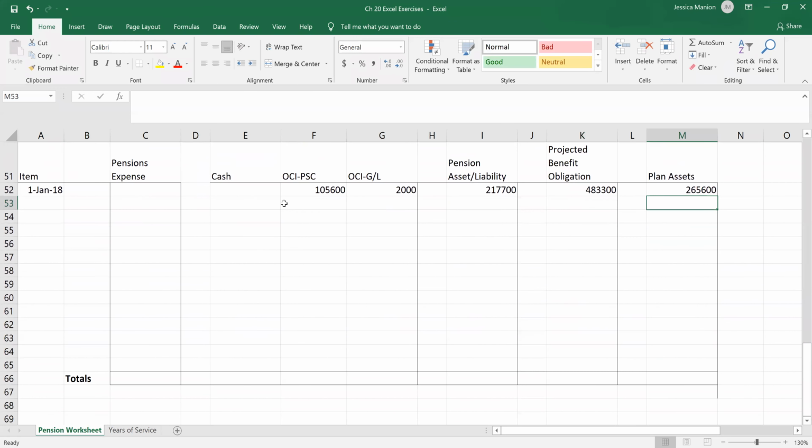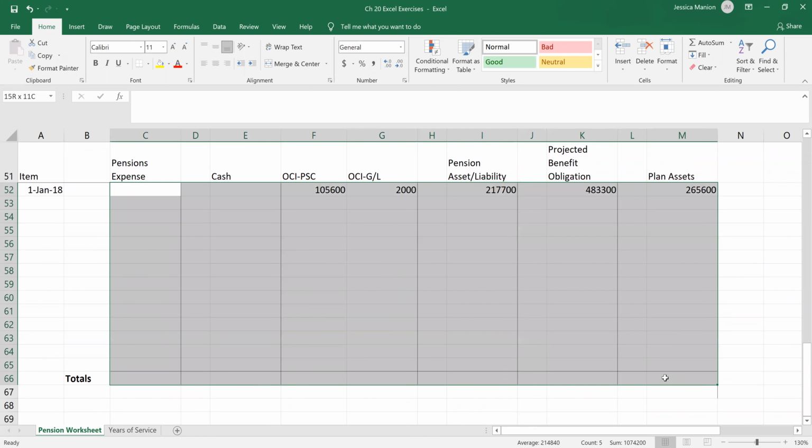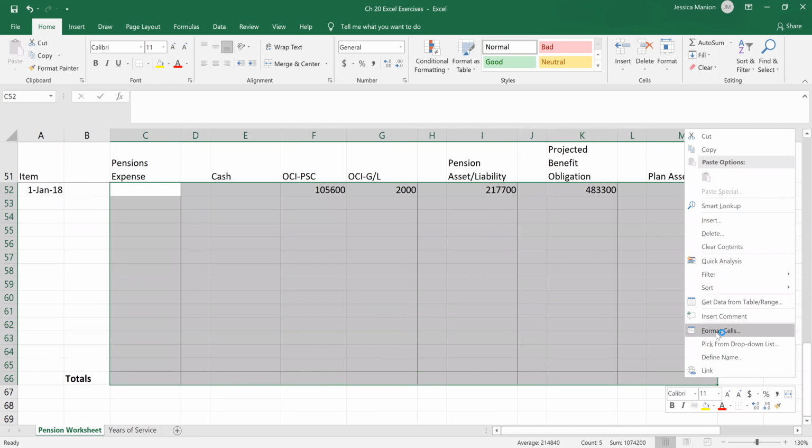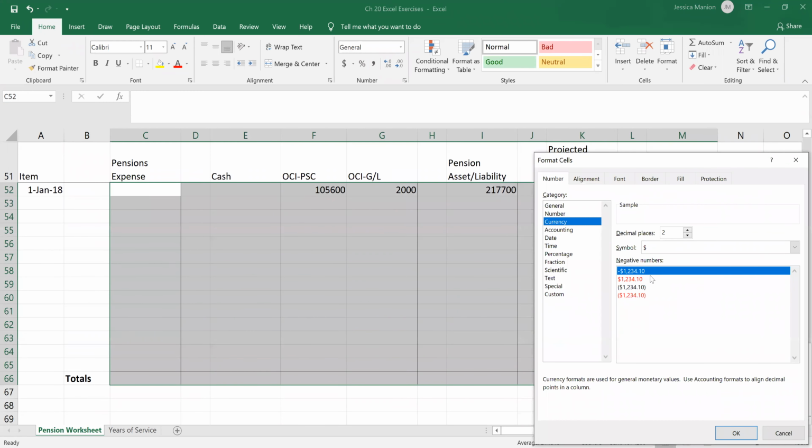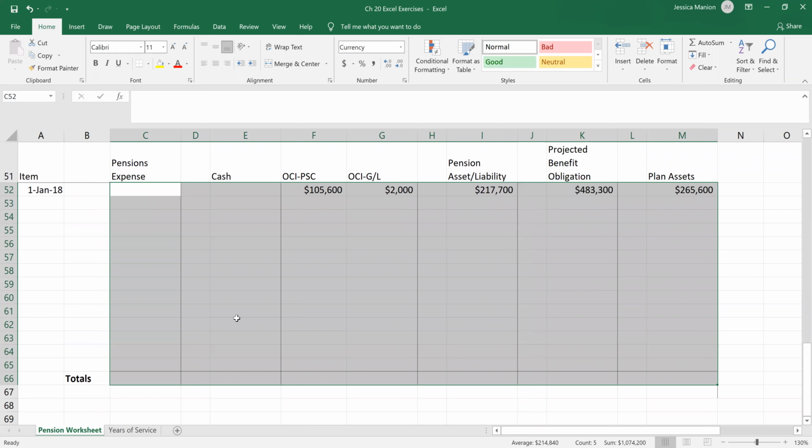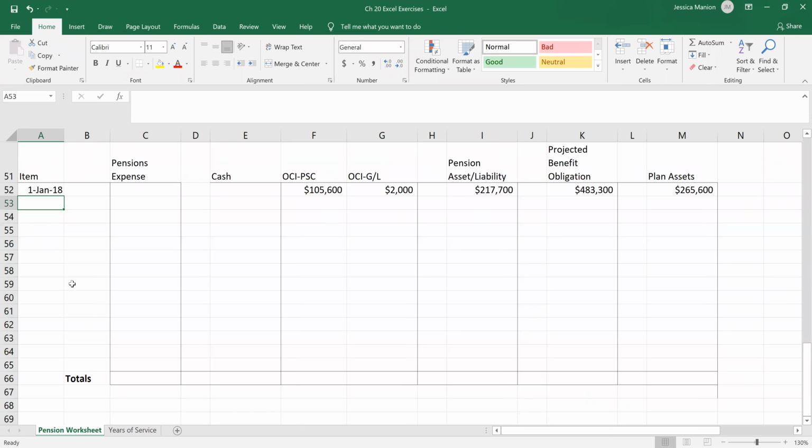I am going to just change all of this to currency, so it gives us our dollar signs and our commas and everything. Okay, so now we can go through and we can start looking at all of our information for this year, for 2018, right? Now we're on 2018.